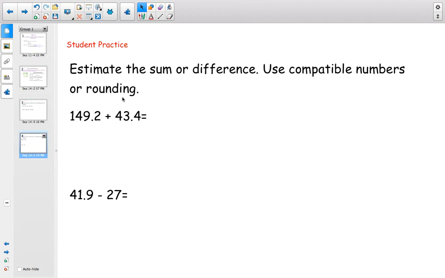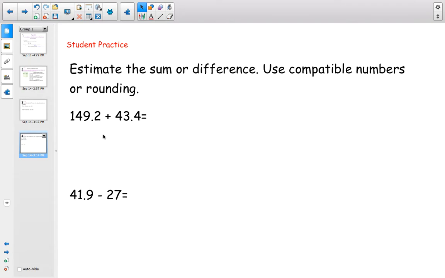All right, why don't you guys try some on your own? First, I want you to find the sum of 149 and 2/10 plus 43 and 4/10. Go ahead and try that one on your own, and then we will go over it together. Click submit when you're ready.